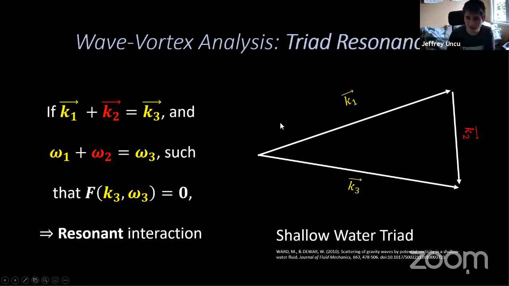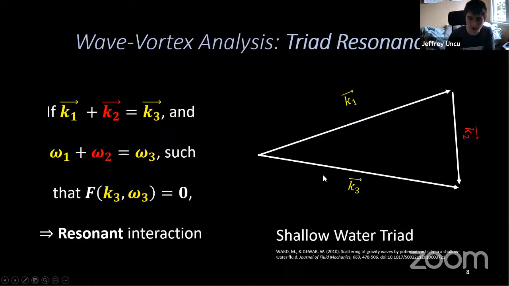So here on the right is an illustrative example that will be useful to go over for our case. It's a triad that's created in shallow water equations, where we have a wave mode here in yellow and a geostrophic mode in red. Because the geostrophic mode has frequency 0, by this equation here, we need omega-1 to equal omega-3, which results essentially in a change of direction of the wave. This was used, for example, in Ward and Dewar 2010, if anyone's familiar with that paper.